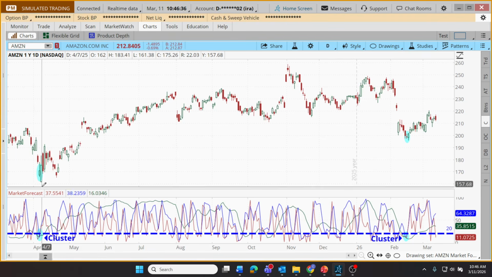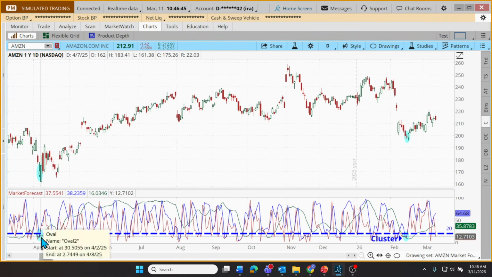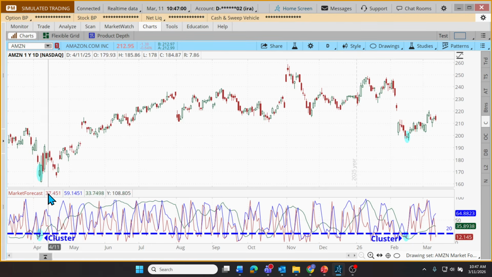But a cluster is identified when we see all 3 of those stochastic lines, those momentum indicators, dropping into what we might call the oversold range or below 20 at the same time, literally on the same day. Now we can confirm that. What you'll notice here is I have a blue oval around an apparent cluster back here in April, but we can confirm this numerically by pointing at that and looking at the values of our momentum lines right up here. So if I point at that day, you can see the red line was at 15, the blue line was at 11, and the green line was at 13.